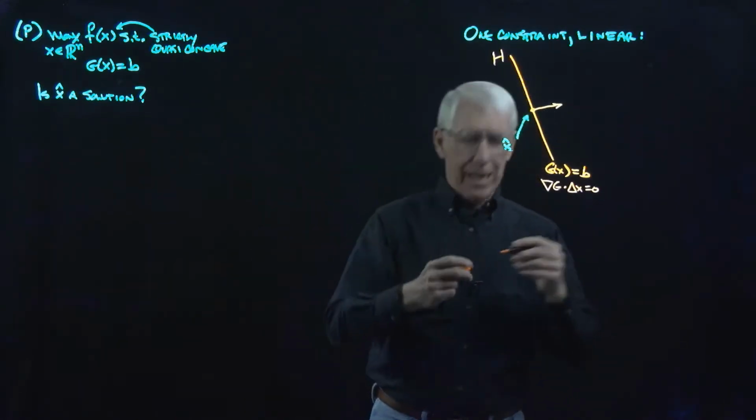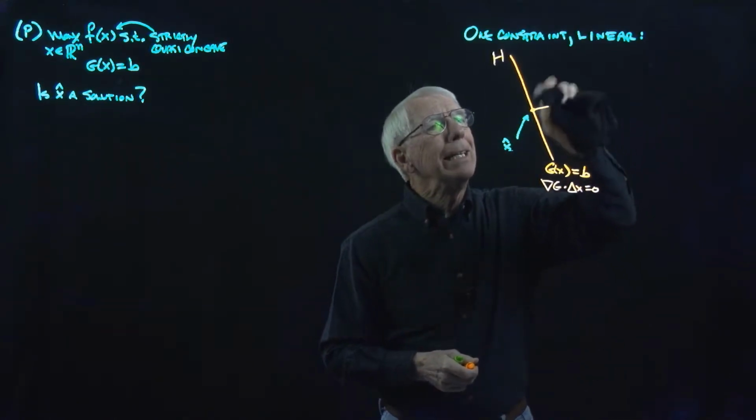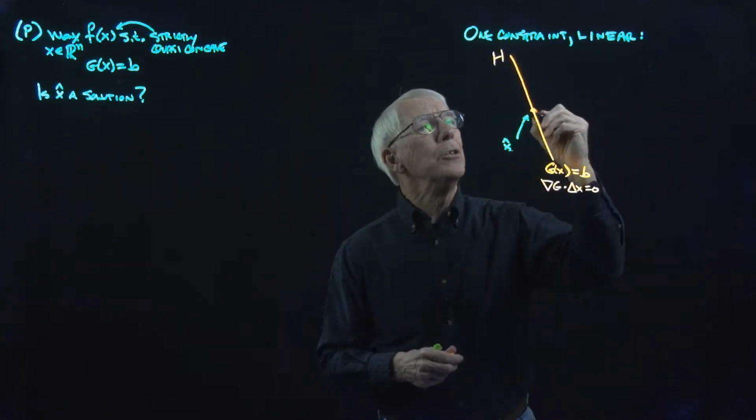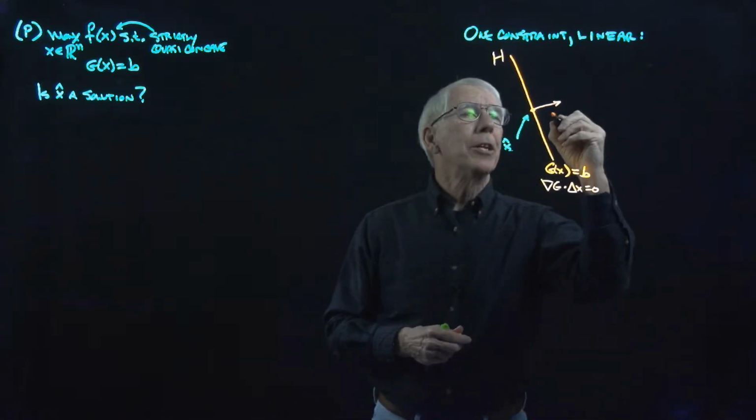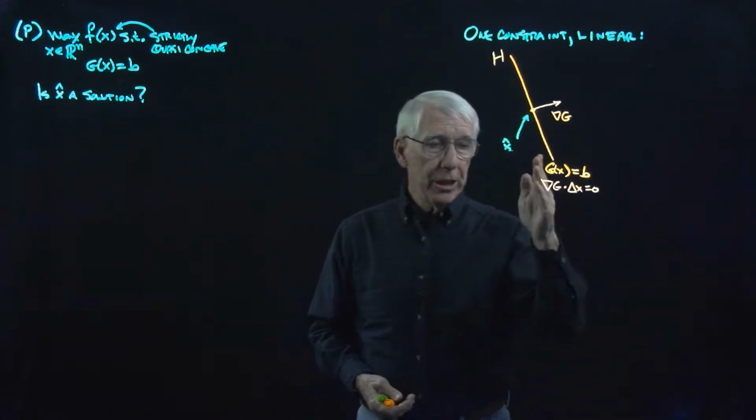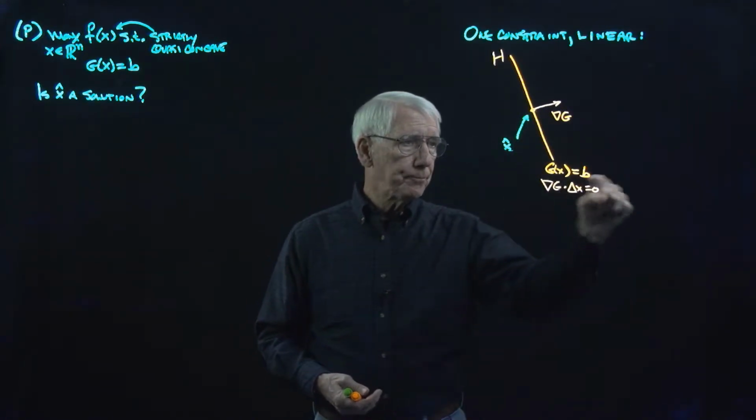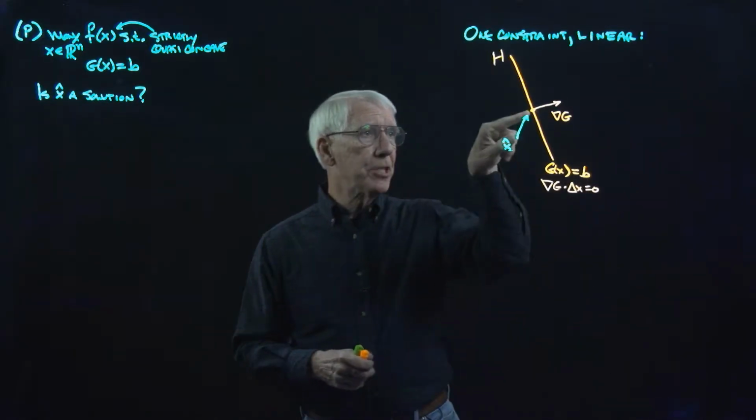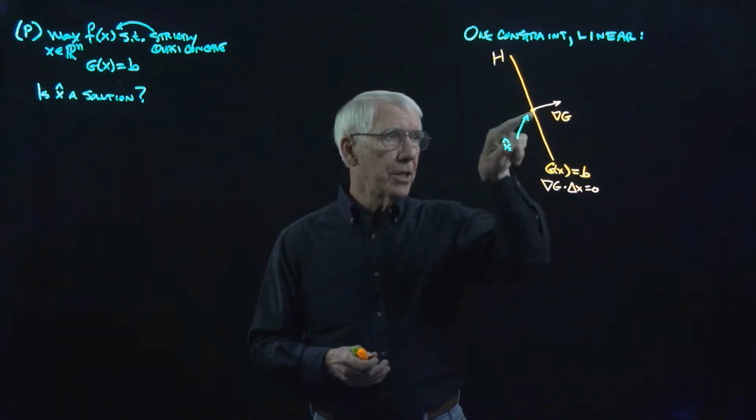I have a tendency to make it not quite orthogonal, so let me actually try to make it really orthogonal here. Let's see if I can do that. That looks a little bit better. So that's going to be the gradient of g. I know that the gradient of g is orthogonal to the set or line g of x equals b, and that means it could point this way. Of course, it could point this way too. It just depends on which way g is increasing. So this says g is increasing this way.